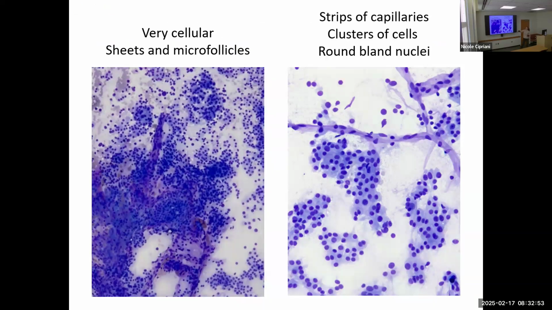Keep going, right? And you might now have a smear that's very, very cellular with lots and lots of microfollicles. But in general, the nuclei are bland. So now this is the suspicious for follicular neoplasm category, meaning, again, it could be very cellular, it's very colloid poor, it could be a follicular adenoma or a follicular carcinoma, but I can't tell.